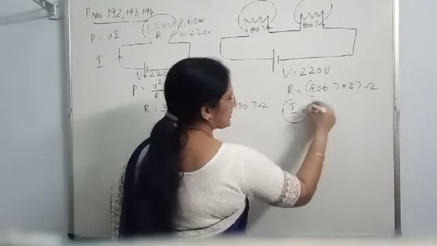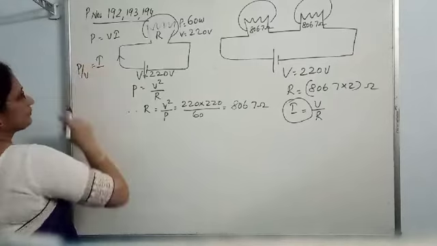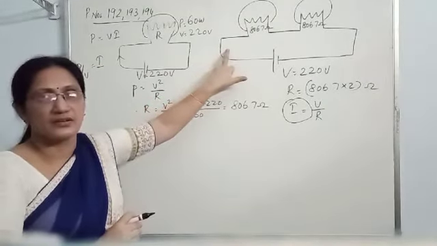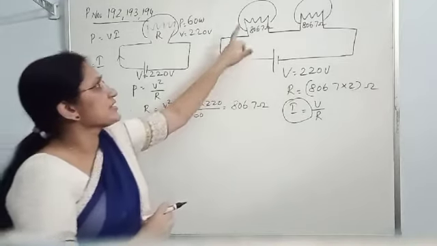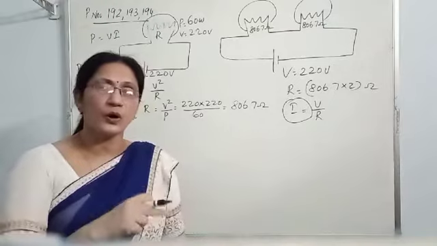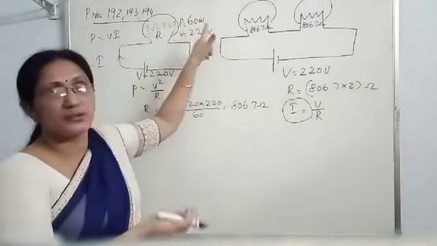So here you will get I, and here I you can find out by the formula P by V. And you will see that here the current is decreased. I value is decreased, so the brightness of these bulbs will decrease. Or you may solve it in another way. In this case, second method you listen.